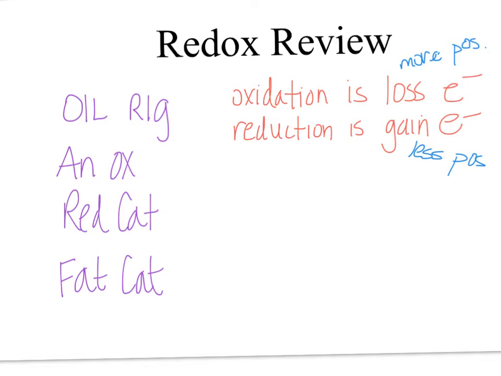Oxidation is loss of electrons, reduction is gain of electrons. Remember, when something's oxidized, its oxidation number gets more positive. And then when something is reduced, it gets less positive because what it's gaining is electrons and they are negative.